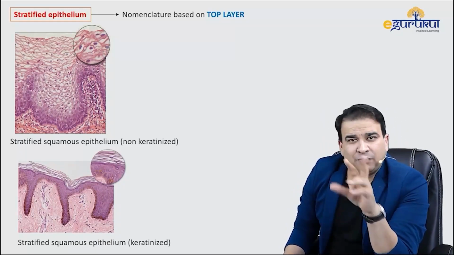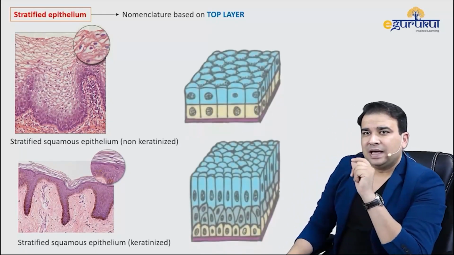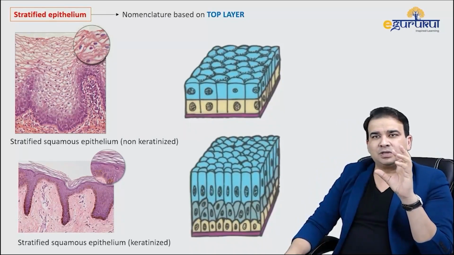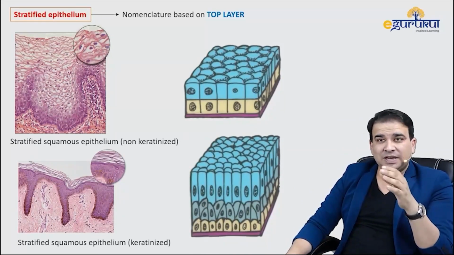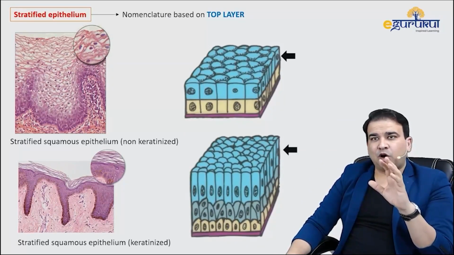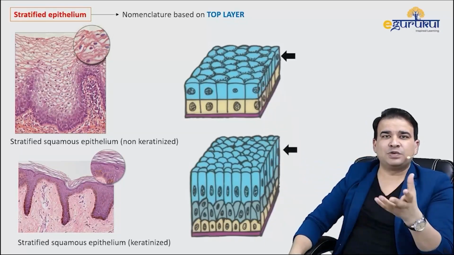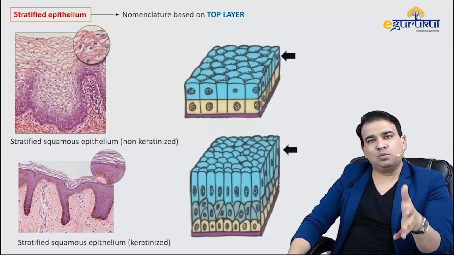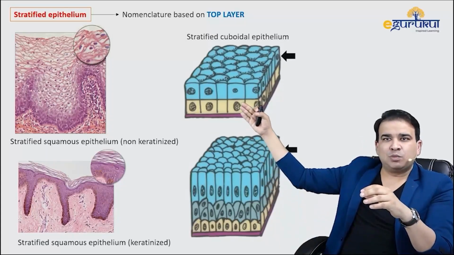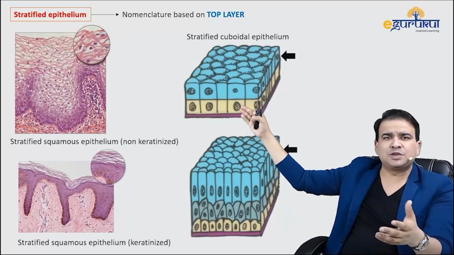I want you to try these two examples. Look at these two and tell me what kind of stratified epithelia these are. Once again, you need to look at the top layer. In the one above, the top layer is made up of cuboidal cells. So obviously that is called what? Stratified cuboidal. No matter the basal cell is cuboidal, you may have columnar in case of some ducts, we'll see that.